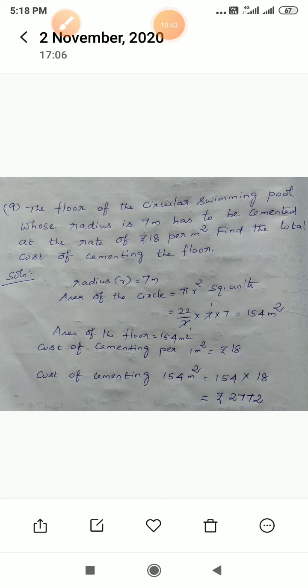Then cost of cementing 154 meter square. This is the area of cementing floor equal to 154 into 18. We multiplied these two numbers. We get rupees 2772. This is the amount for cost of cementing the floor.